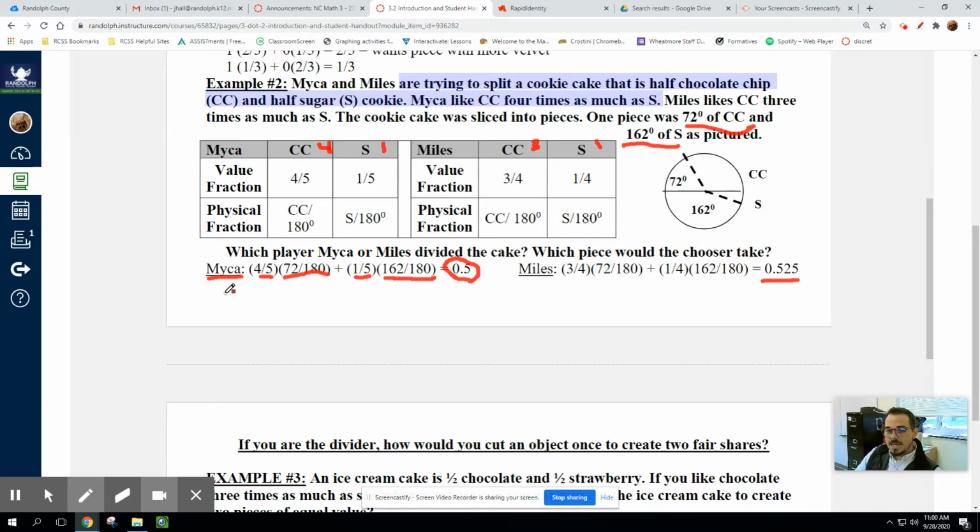0.525. So Micah cut it. Micah divided it. Miles would choose that one piece that was cut. Micah would choose this piece. Miles would choose that piece. Micah is the one that cut it, so he's going to get the smaller piece, but he values it more.